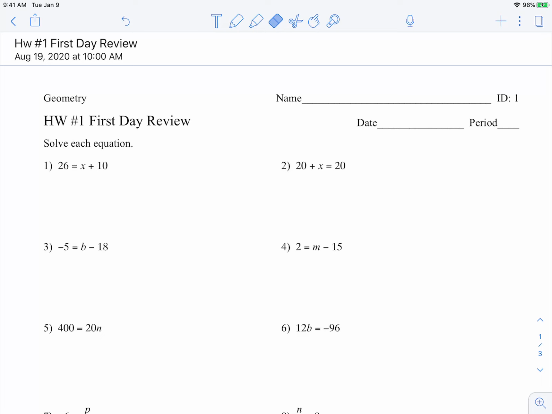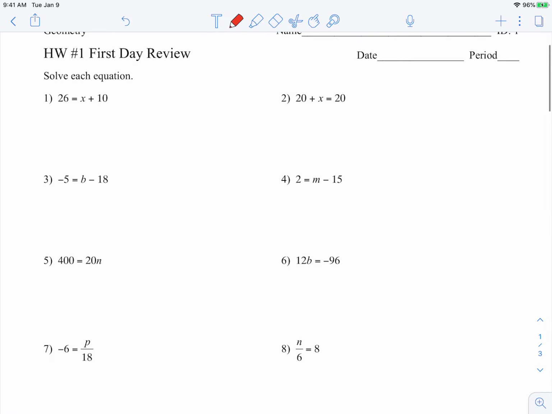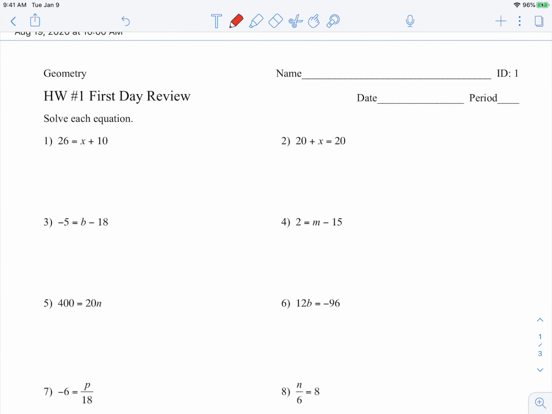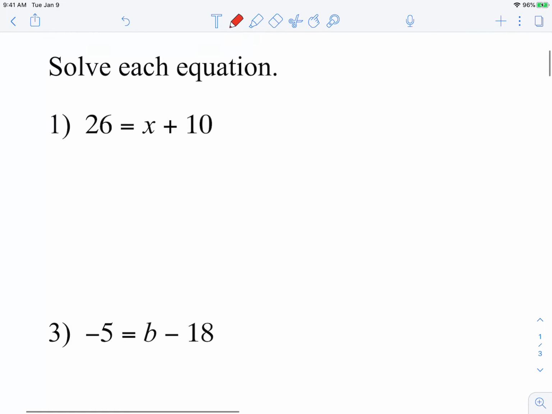Alright guys, here we go. We got homework number 1. We're just going to review a little bit of algebra stuff here today. So this will set us up for the rest of the geometry course here. I'm going to just do the odds here with you, and then you can go back and do the evens. So anyways, solving some algebra equations here.